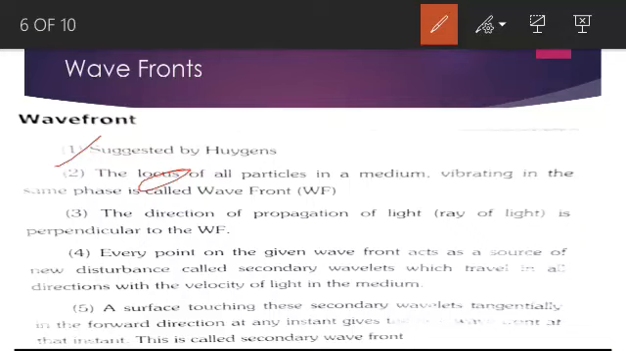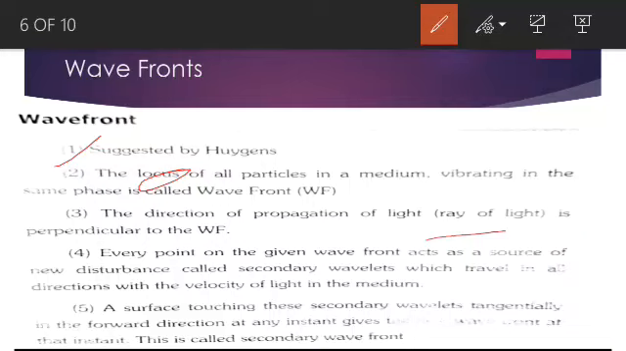The next point, the third point, is that the direction of propagation of light or ray of light is along a straight line and is perpendicular to the wavefront. And here we have to focus on the term ray of light.